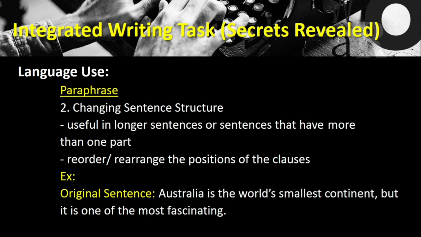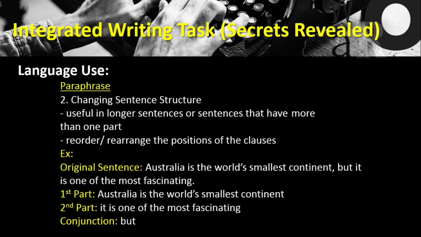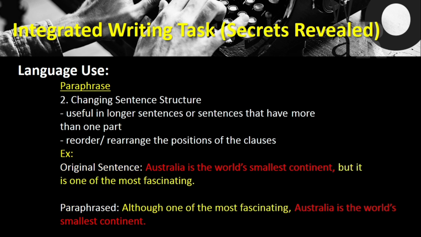For example, if the original sentence is, Australia is the world's smallest continent, but it is one of the most fascinating. As you can see, it has two parts. The first is, Australia is the world's smallest continent. Then the second part, which is, it is one of the most fascinating. And the use of the connector, but. So if you intend to change the sentence structure, your new sentence may look like, although one of the most fascinating, Australia is the world's smallest continent.